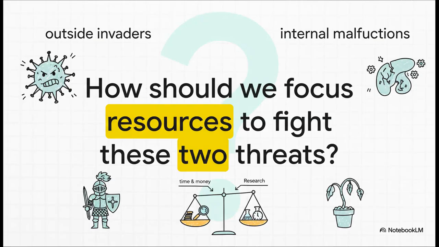And that leaves us with a final thought. We face threats from both outside invaders and from our own internal malfunctions. Knowing the difference is the first step. The next, and much harder step, is deciding how we, as a society, should allocate our time, our money, and our research to best protect ourselves from both of these very different kinds of threats. It's something to think about.